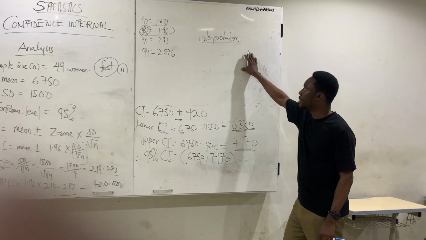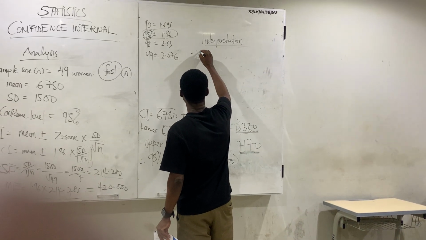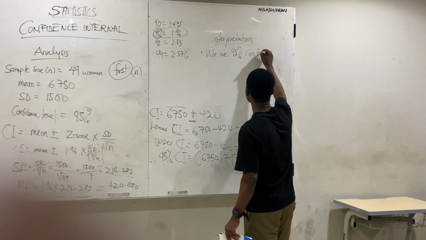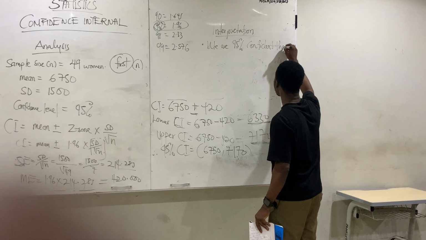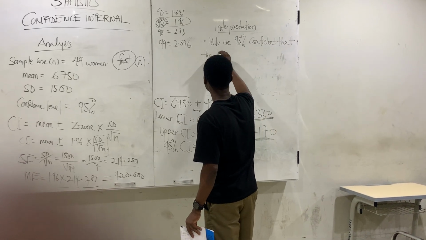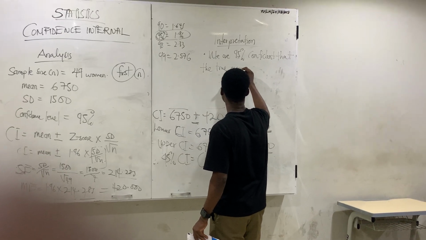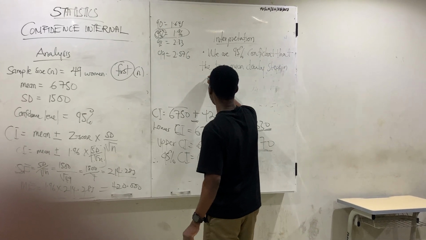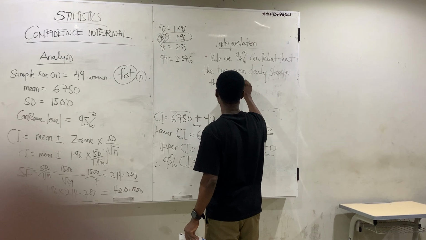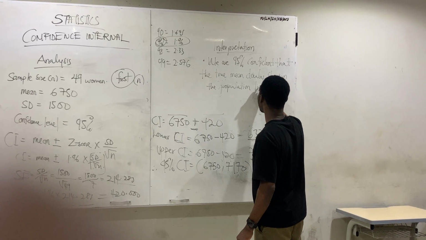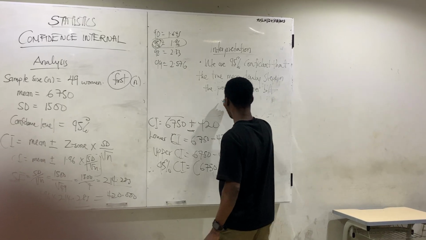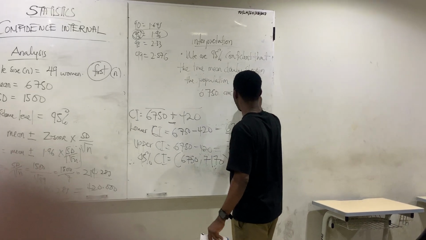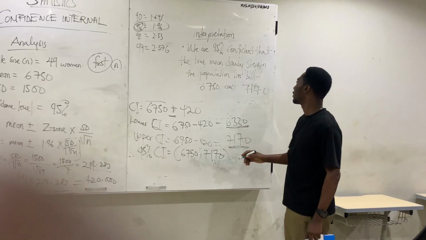Now, how do we write the interpretation? This is how we write. We are 95% confident that the true mean daily steps in the population lies between 6330 and 7170. This is how we write the interpretation.